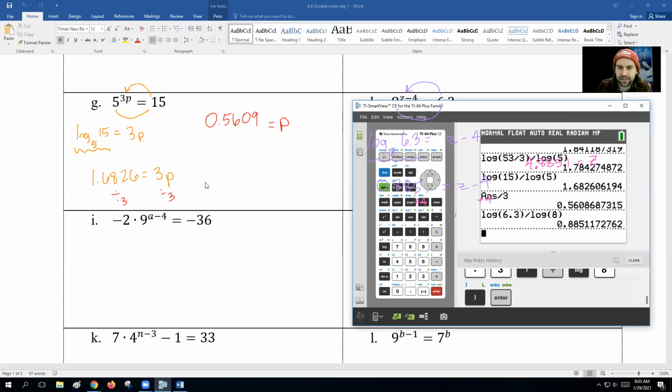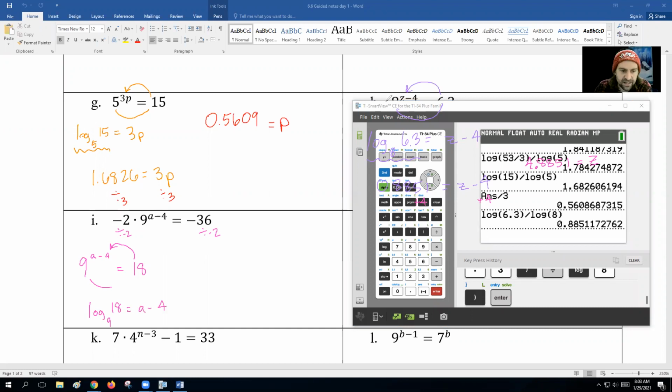The next one here. We have to take our steps to isolate this first before we loop and swoop. So we divide by -2 first. And so we get 9 to the a minus 4 power equals -36 divided by -2, which is a positive 18. Then we will loop and swoop it. So we get log base 9 of 18 is equal to a minus 4.